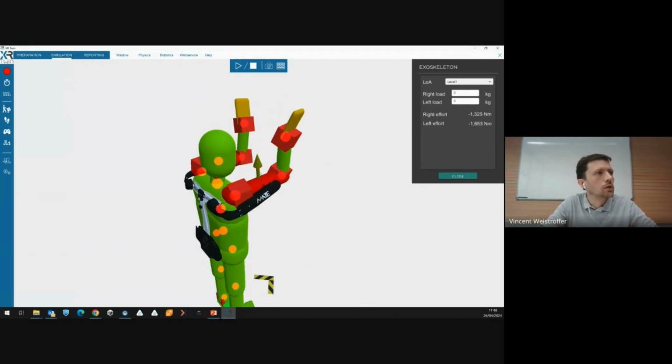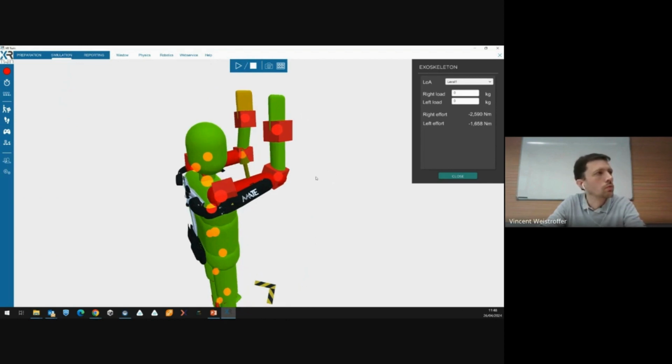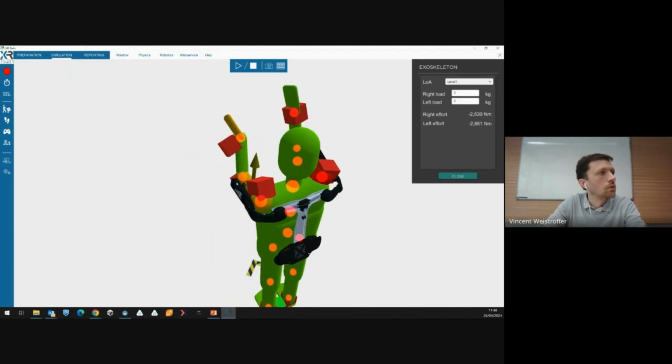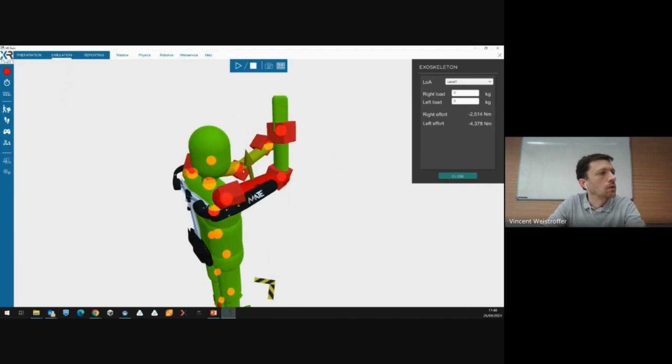I can change depending on the actual arm posture. So let's move this one a bit further so that you can see. Okay. So let's see it like that.